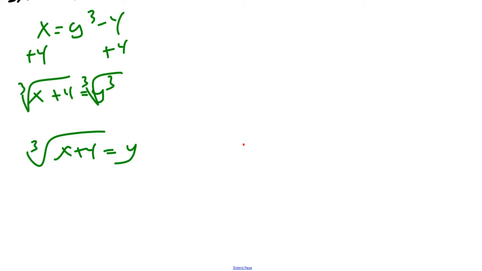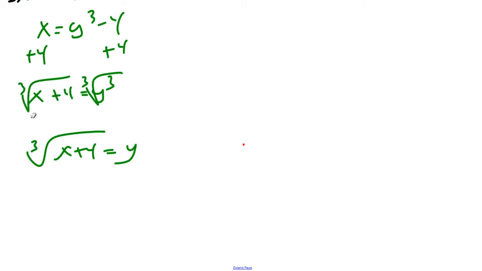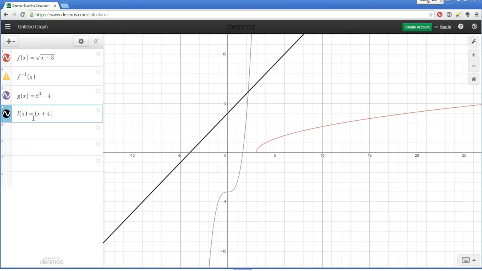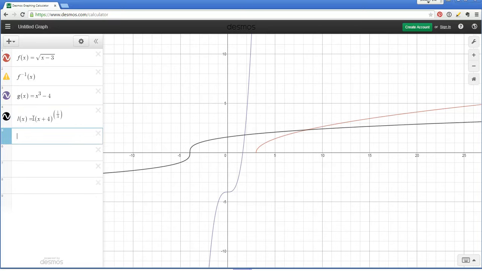Let's see what that looks like here. The cube root of x plus 4 equals y. I'm going to call this L of x. And our function was x plus 4 inside. I'm just going to raise this to the power of 1/3, which is just another way of doing the cube root. And if we take a look at that, I'm going to get rid of this one right now.